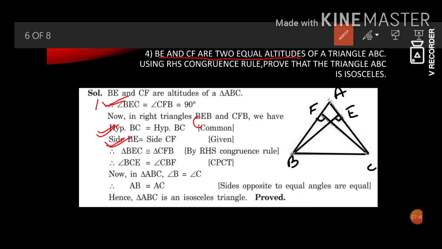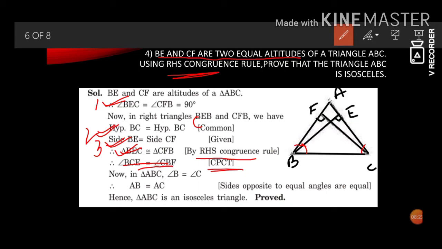So with these 3 points 1, 2 and 3, we can say the triangles BEC and CFB are congruent to each other by the RHS congruence rule. So we have used the RHS congruence rule. From here we can say that angle BCE, this angle, and angle CBF, this angle, are equal to each other by CPCT. So the angles B and C, the base angles, are equal by corresponding parts of congruent triangles. Now we go to the big triangle, that is ABC.